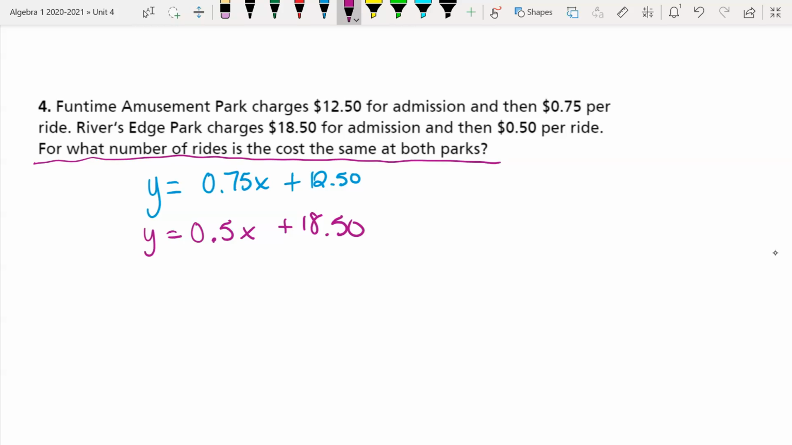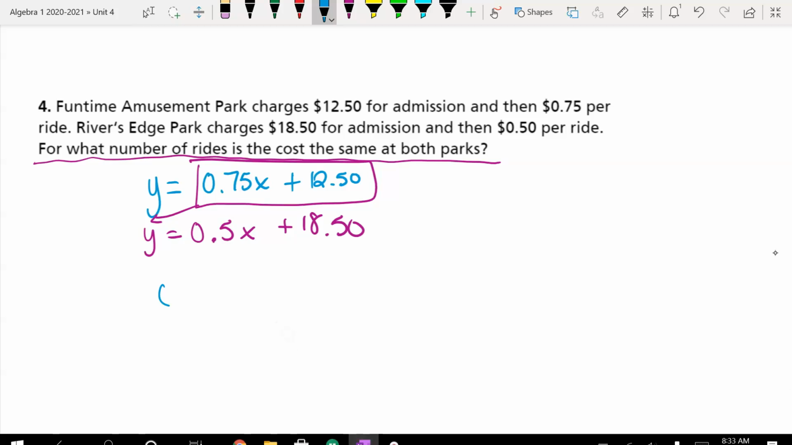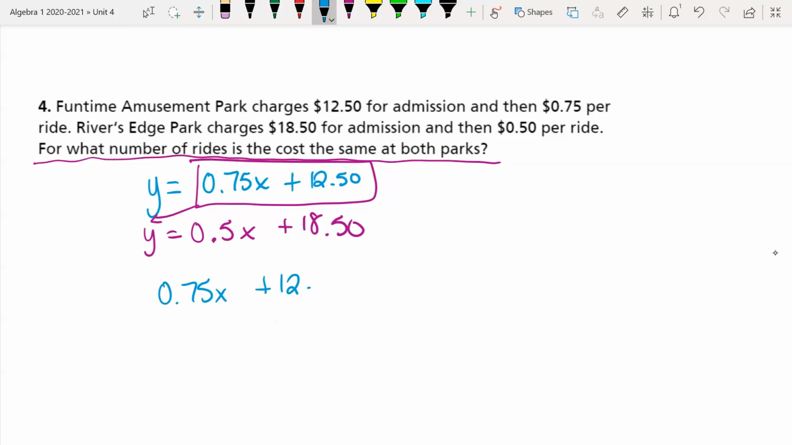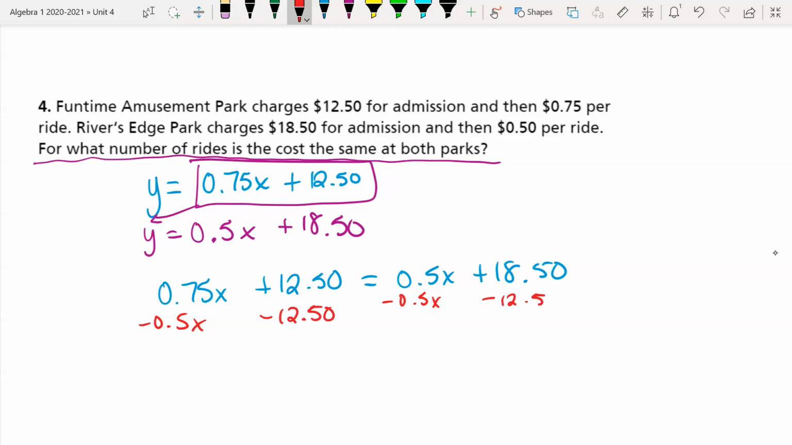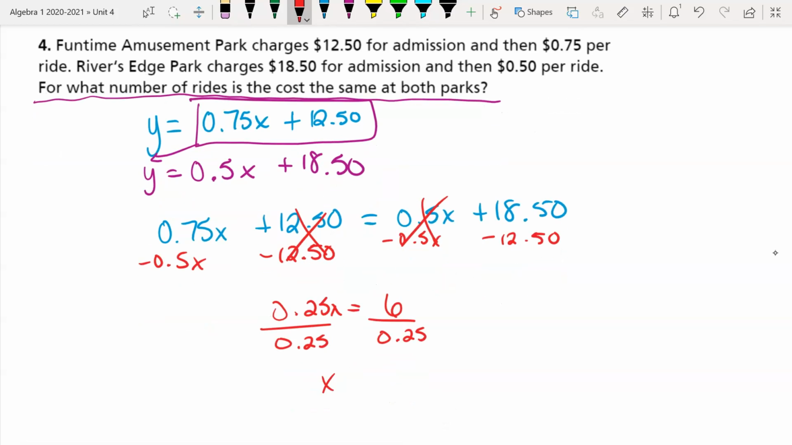Well, if you think about it, they're both y equals. So I could take this and plug it in for this y, because I'm trying to figure out when they're the same. So I'm going to say 0.75x plus 12.50, when is that going to equal 0.5x plus 18.50? Right? So I'm going to subtract the 0.5x over. I'm going to subtract the 12.50 to the other side. So I get 0.25x equals $6. Divide by 0.25. Type that into your calculator. You get, after 24 rides, is when their cost is the same.